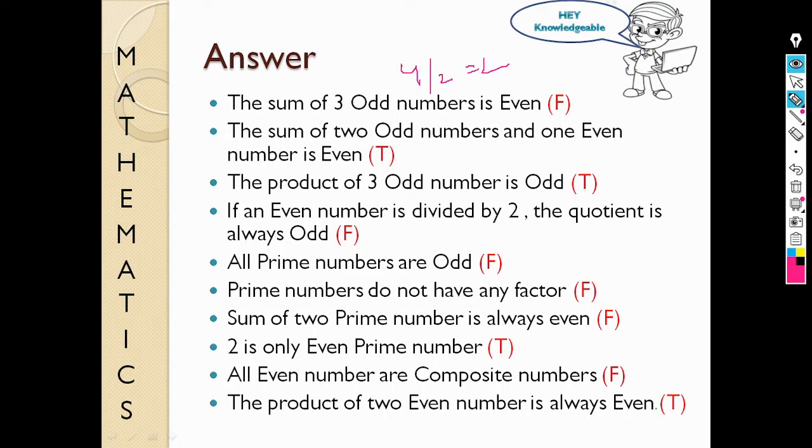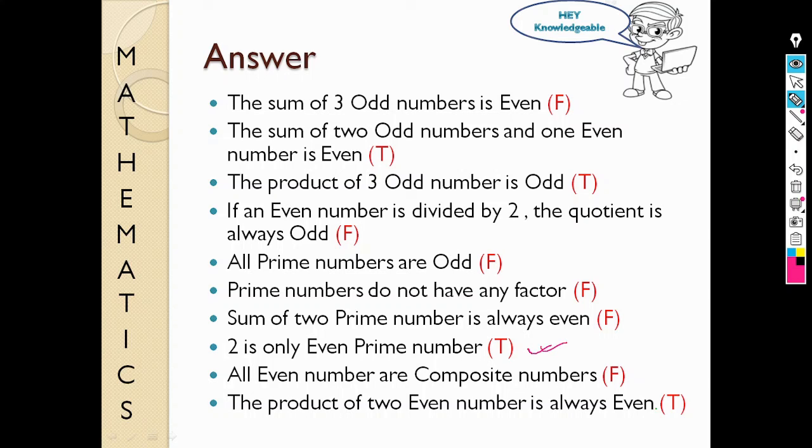Coming to the next question, all prime numbers are odd. I think this is false because 2 is not an odd number, 2 is an even number and 2 is also a prime number. Prime numbers do not have any factor. This is false. By definition, we know that the prime numbers have two factors, one and the number itself. Sum of two prime numbers is always even. This is also wrong. So suppose you take the prime number 2 plus another prime number 3. So this will give you 5 and this is not even.